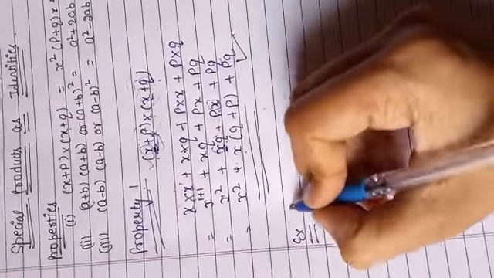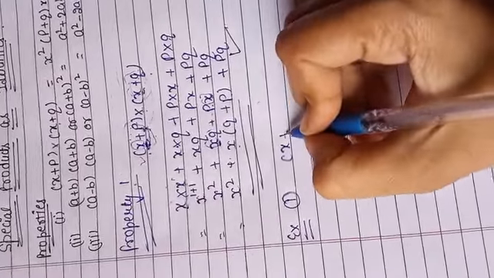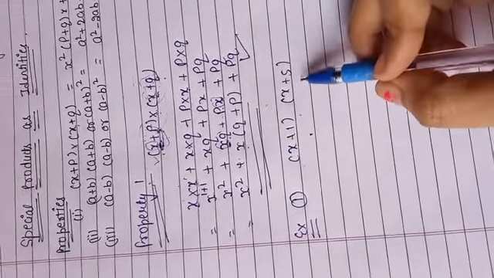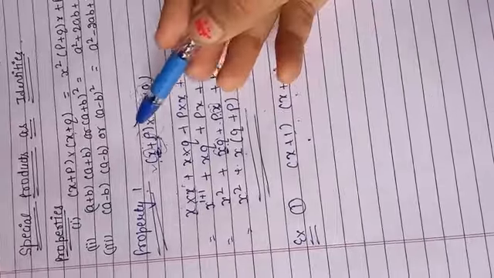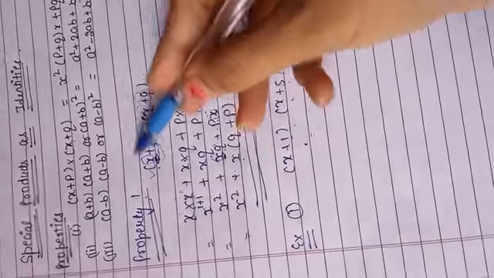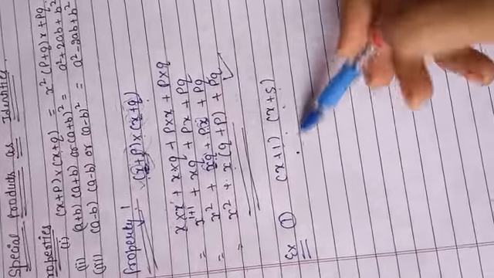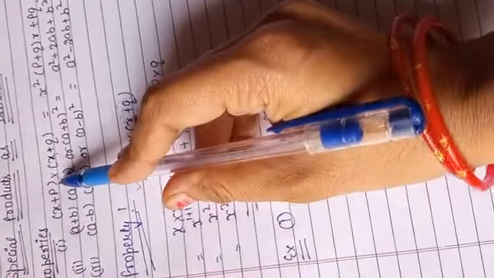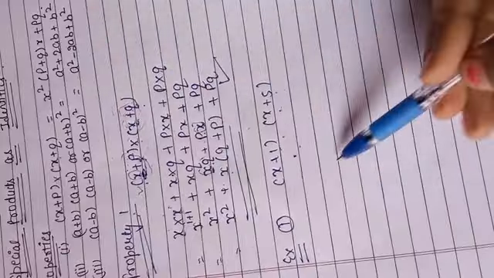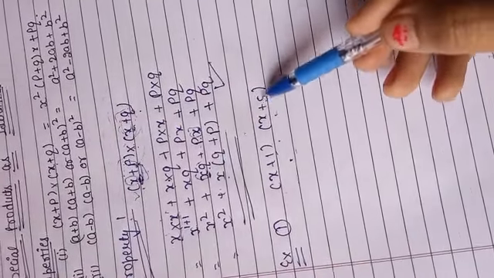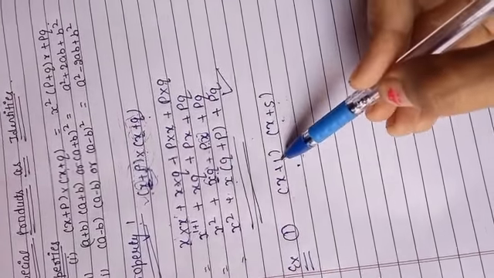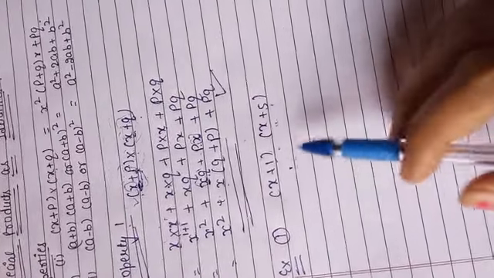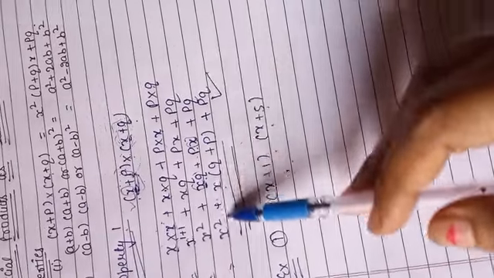So first example is x plus 1 and x plus 5. We are given x plus 1 and x plus 5. This is the type of the first identity, x plus p multiply x plus q. Here x plus 1 and x plus 5, here p is 1 and q is 5. So we will put these values in this equation.